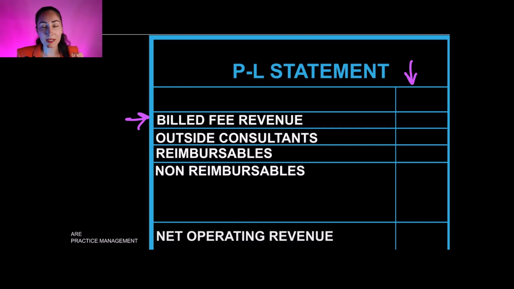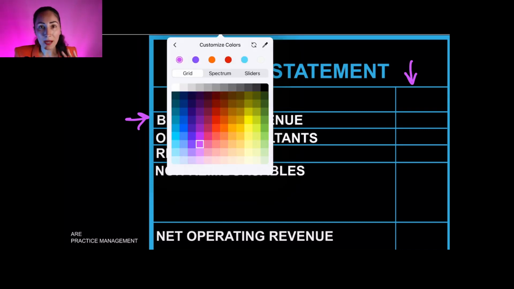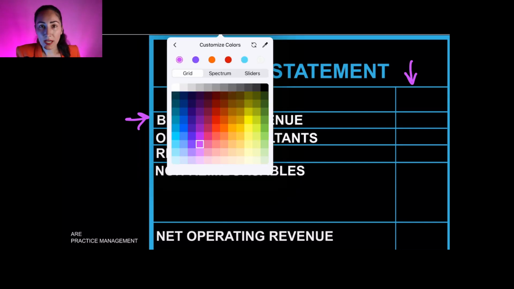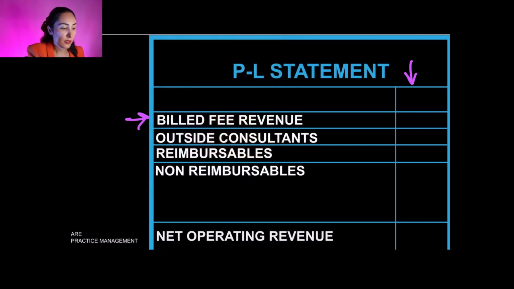In our ultra simplified example here though, we're only looking at a profit and loss statement for the current pay period, for this month. We'll begin by writing down what the total billed fee revenue came out to that the architects charged for all of its services this month. We're going to say the total billed fee revenue is $400,000.